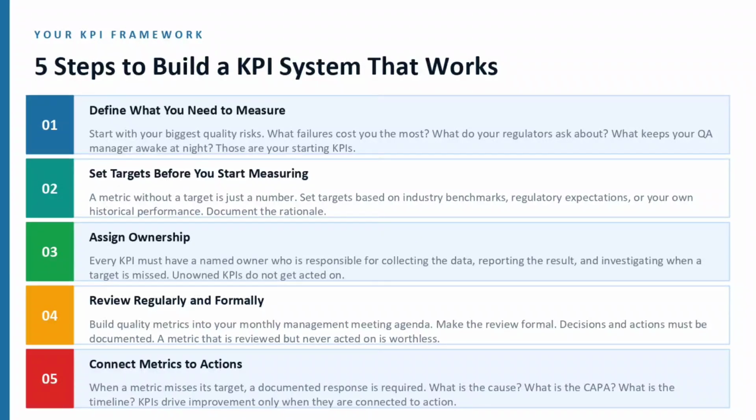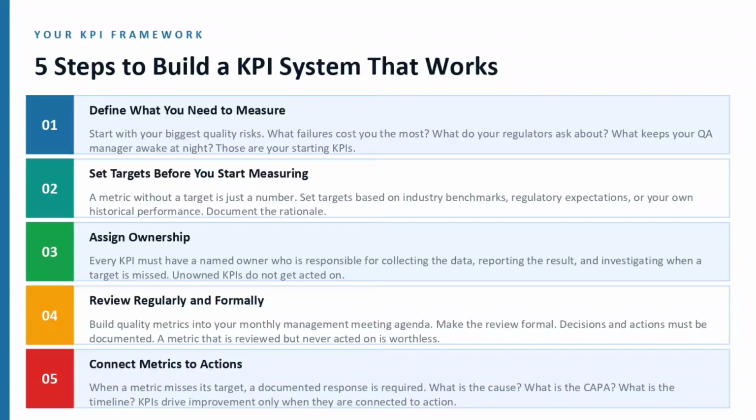Step 3. Assign ownership. Every single KPI must have a named person who is responsible for collecting the data, calculating the result, reporting it at the management review, and investigating when the target is missed. KPIs with no owner are ignored. And ignored KPIs do not improve.